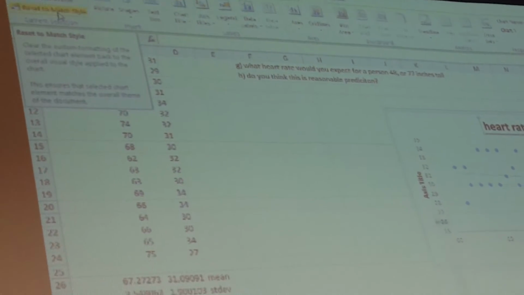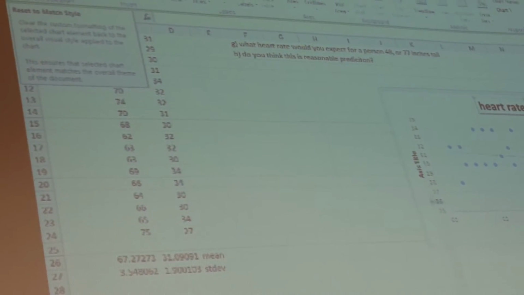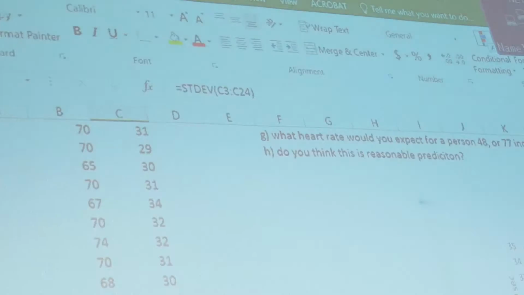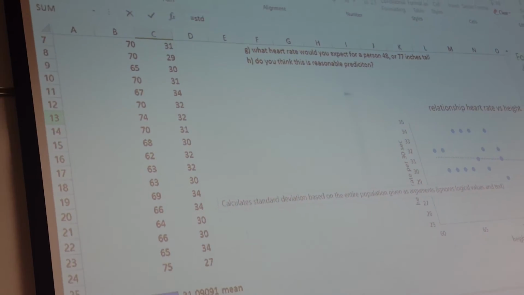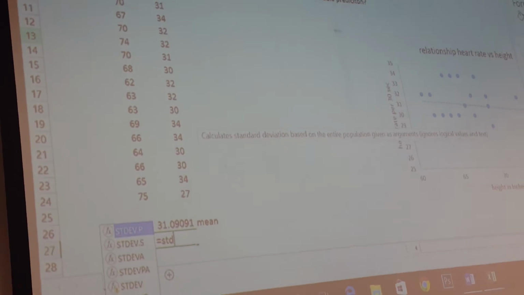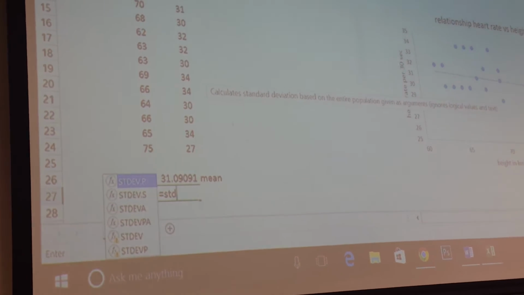Can I ask you a question? Which value did you use for the standard deviation the first one? I'm just confused. We've got a bunch of different standard deviation formulas, right? Which one should you use?